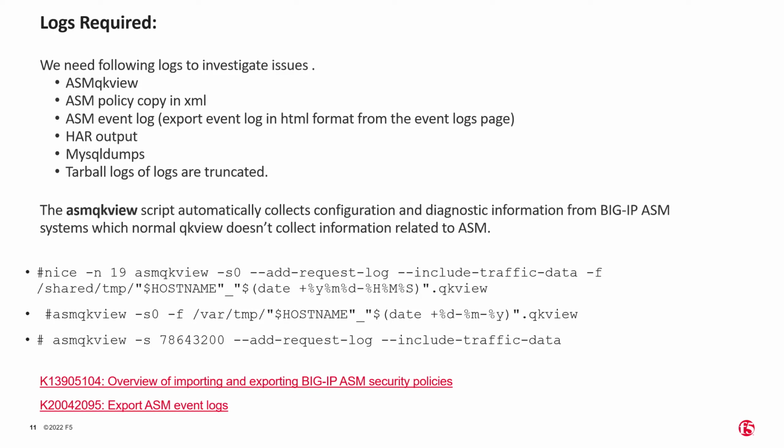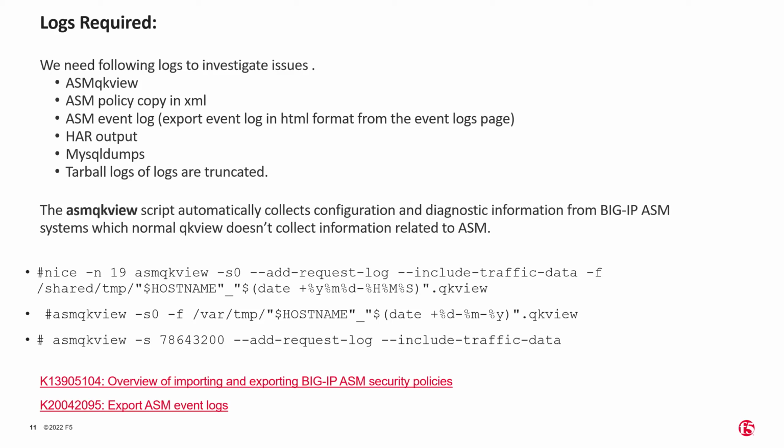Whenever you provide these details, the ASM QKView and other details, we also need information on the objects involved, like what VIP is involved and what policy is configured. If you just give the QKView, we will not be able to understand which VIP it is for. You might have 100 VIPs, so we need to know for which policy or which VIP is having an issue. So that's about QKView.